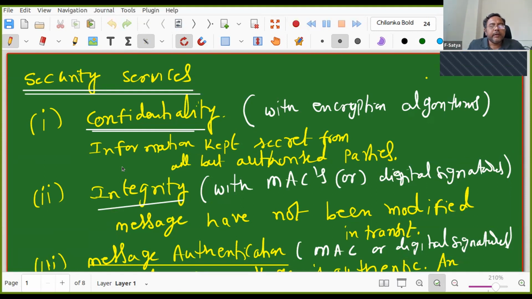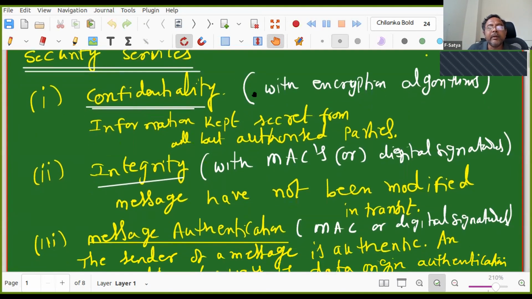So see, security is not only confidentiality. Till now, whatever we have discussed, for example the previous talk also, is related to confidentiality only, right? What is confidentiality? This is possible with encryption algorithms. Information is kept secret from all but authorized parties. Only Alice and Bob will know the text. No other person will know it. That is the main purpose of cryptography, right?